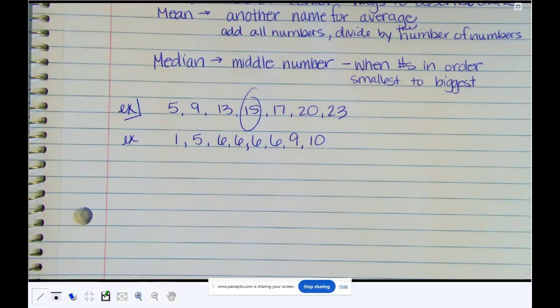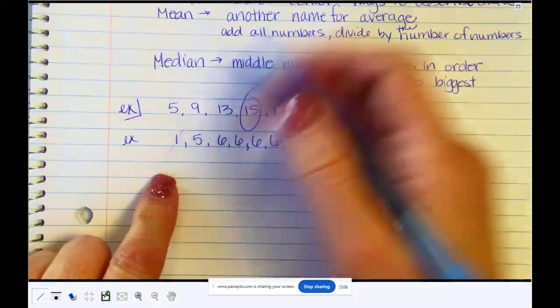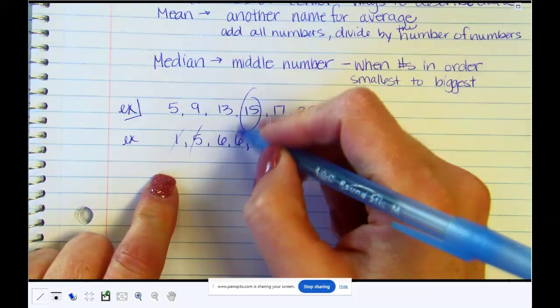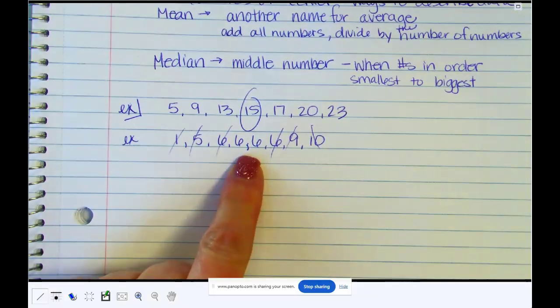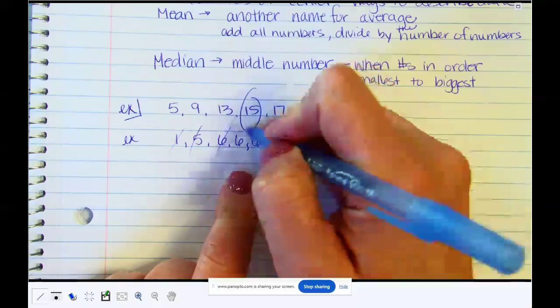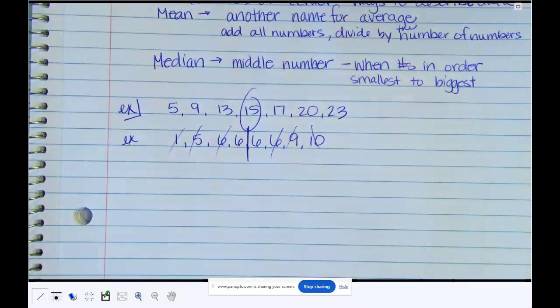Okay, so this one's a little bit different, and this is maybe what Sawyer was talking about. If you start crossing these off, you end up with 2. Okay, so the median is right there. So a median divides your set in half.